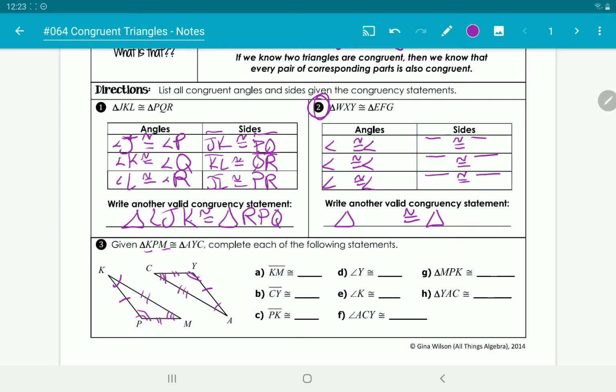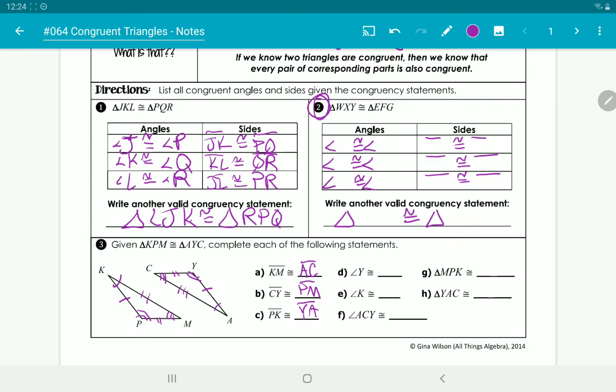Okay, so now that you've got them all marked down, you can see KM is congruent to AC. KM has 3 marks, so the one with 3 marks on the other one is AC. Okay, CY has 2 marks, so the one with 2 marks on the other one is PM. Okay, PK has 1 mark. The one with 1 mark on the other one is YA. Okay.